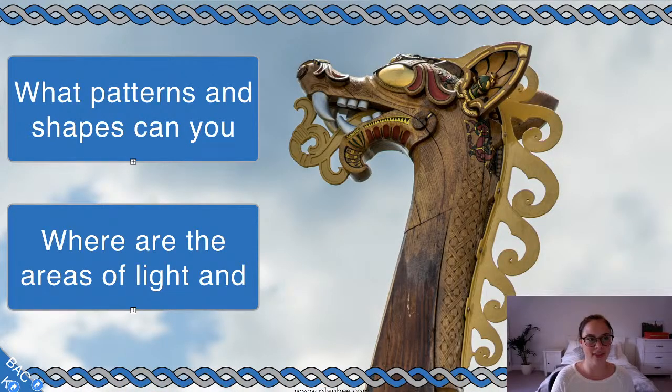Okay, so looking at this dragon's head, what patterns and shapes can you see here? And where are the areas of light and shade? What areas of light and shade can you see? This one's a bit different, isn't it, to some of the other ones? This one's got a lot more colour than the ones before.